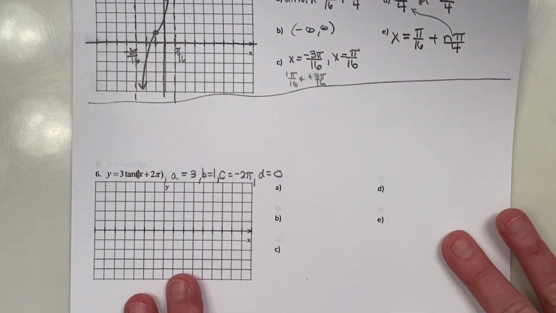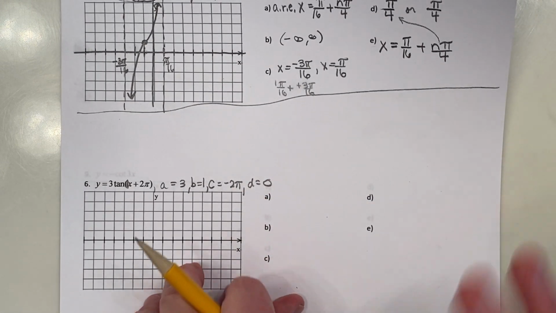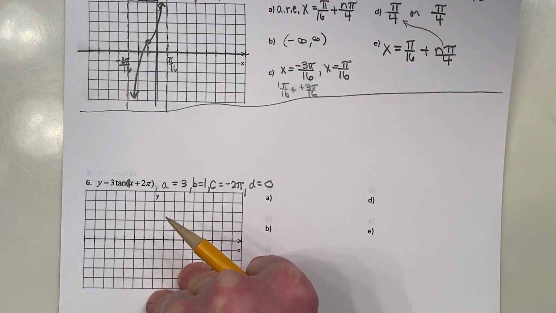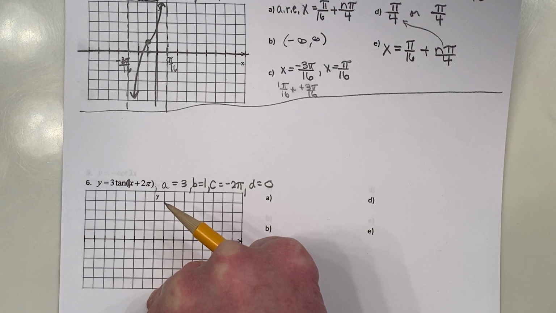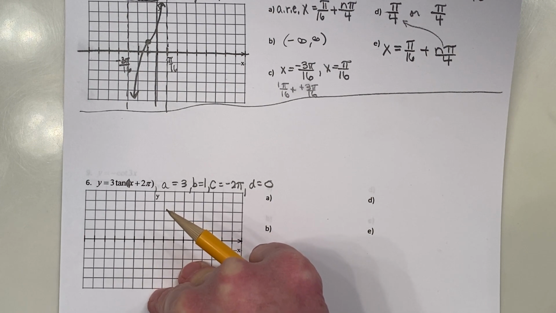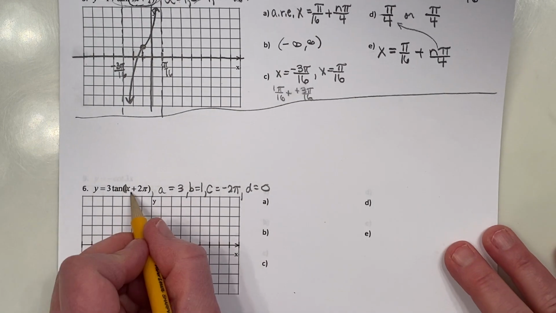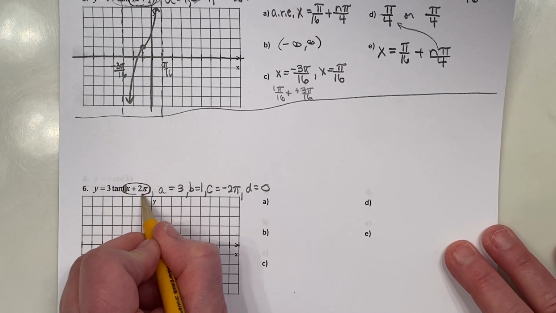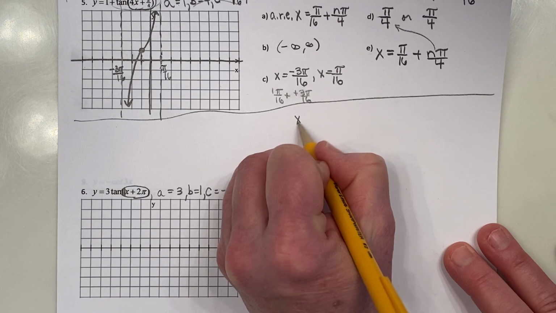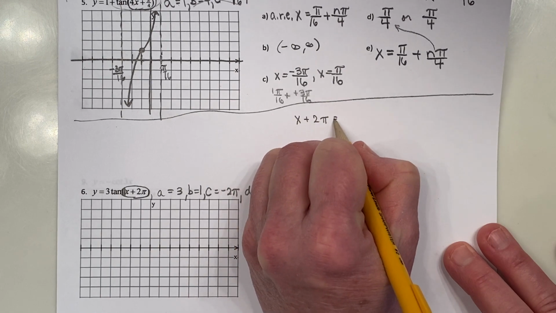Okay, so what do we do? Now we come over here for tangent, and it'll be the same for cotangent. It's just that we'll set bx minus c equal to 0 and pi, because those are the parent function vertical asymptotes that we usually represent. All right, so bx minus c is this value. So x plus 2 pi, etc.